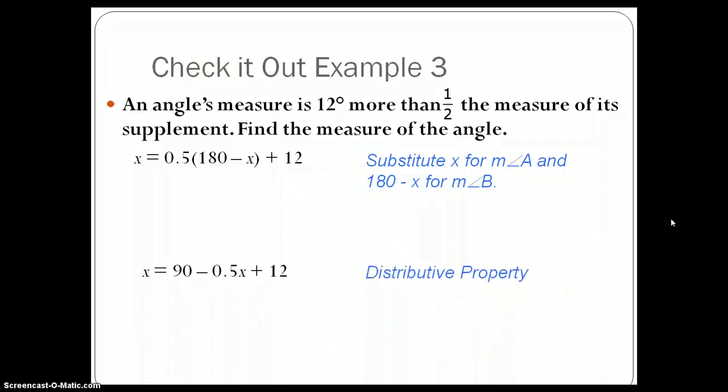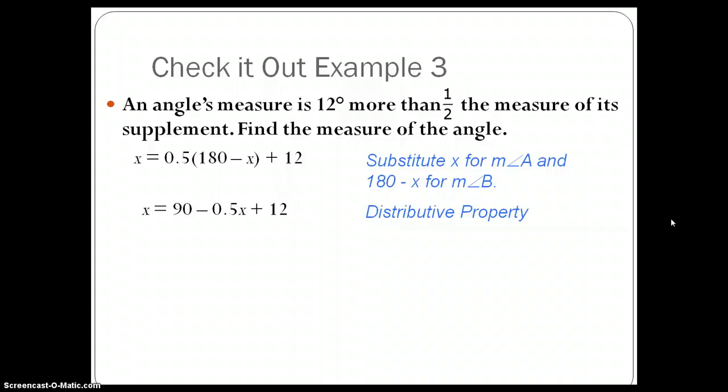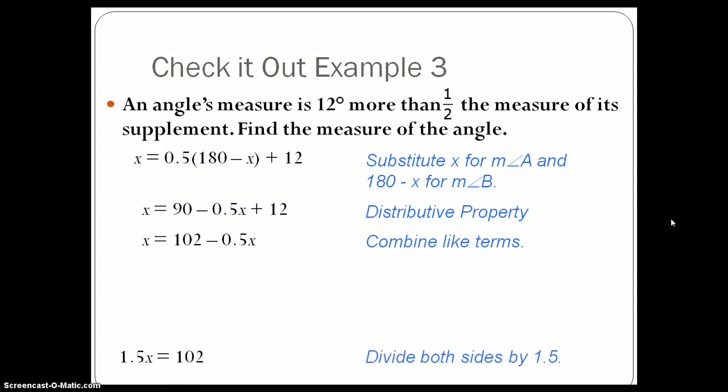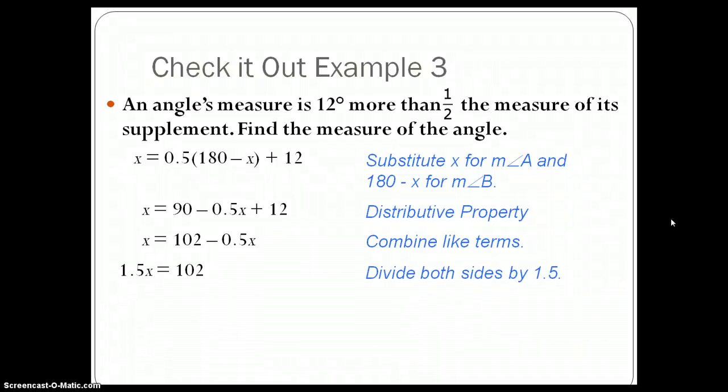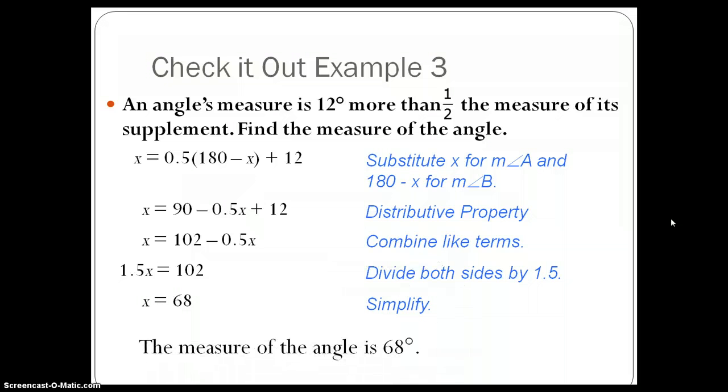We use the distributive property. Combine like terms. Divide both sides by 1.5. And simplify. X equals 68. So the measure of the angle is 68 degrees.